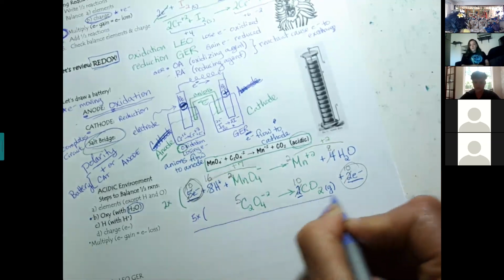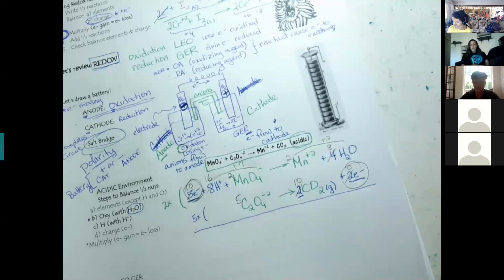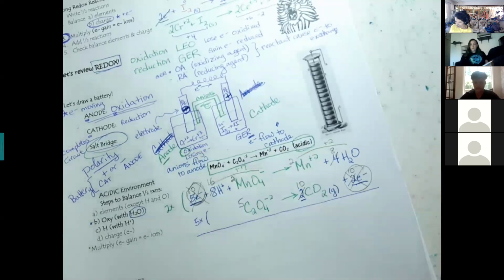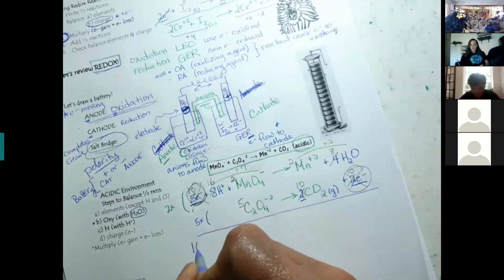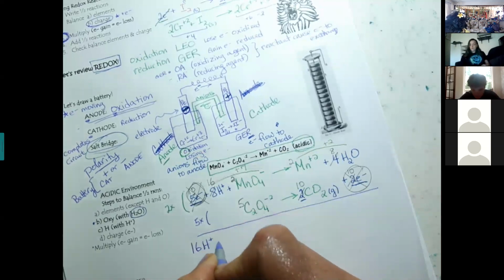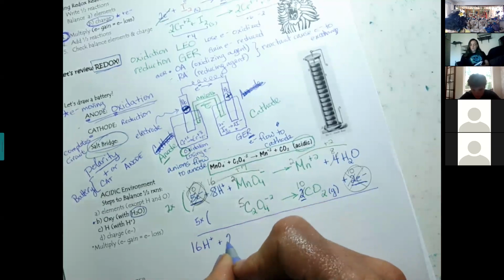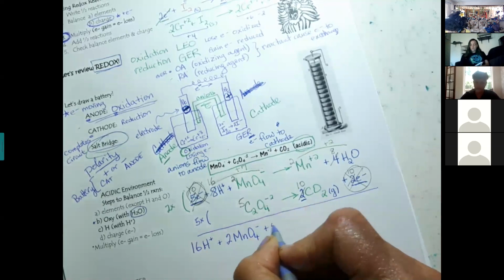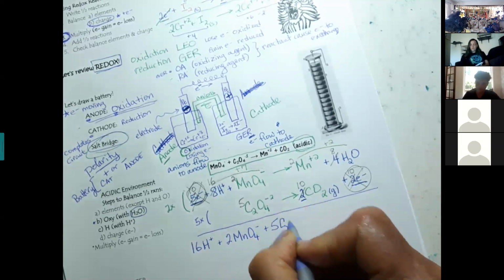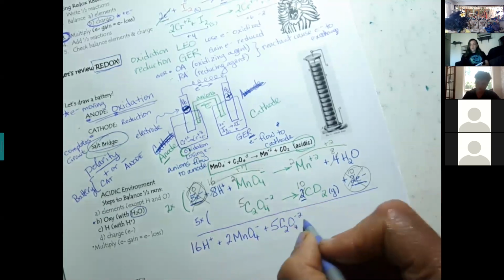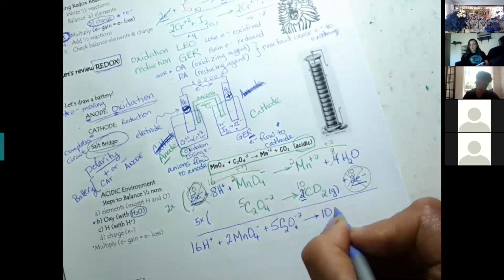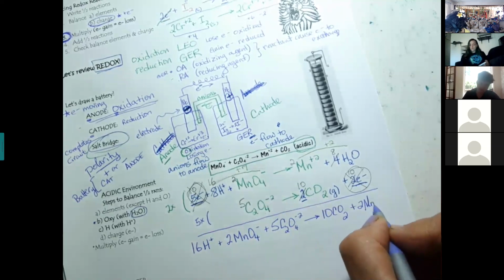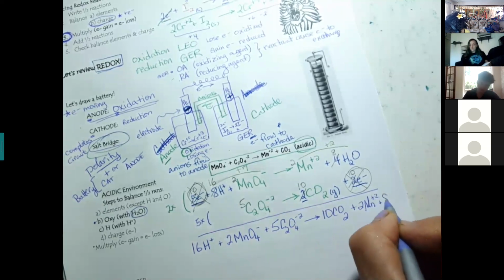All right, now we can add the equations together. The electrons are gone, and everything else we just pull down. So we have 16 hydrogens. Make sure you have your charges. We have 2 permanganates, 2 MnO4s. We have 5 oxalates, so that's the C2O4, -2. And then over here, again, it doesn't matter the order you go in, you have 10 CO2s, you have 2 manganese, and you have 8 H2Os.